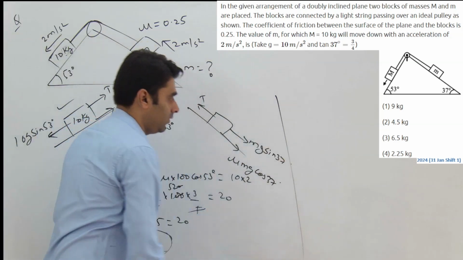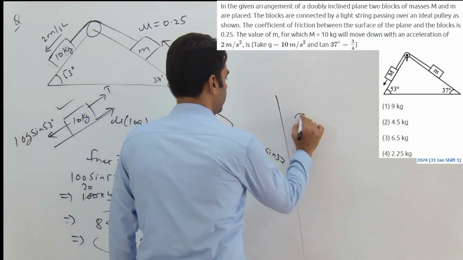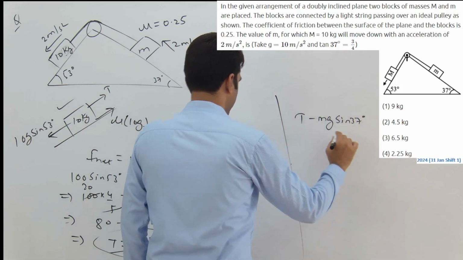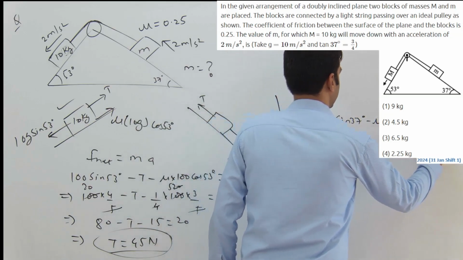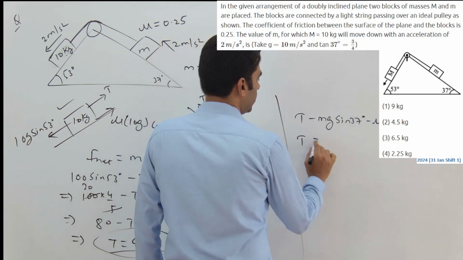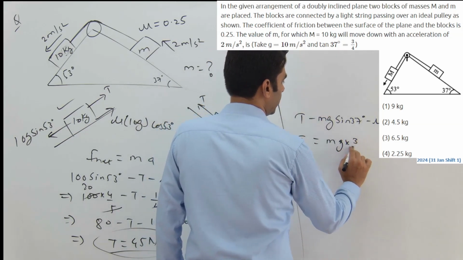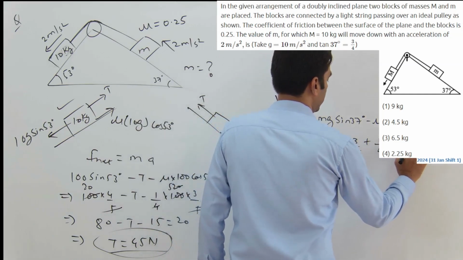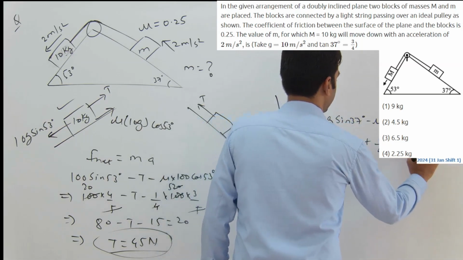Now, using this tension, we'll apply F net equals ma on this small m. What will it be? Upward direction motion. So the equation will be T minus mg sin 37 minus mu mg cos 37 equals small m into acceleration, which is 2, right? So let's simplify further. T equals mg sin 37, sin 37 is 3/5, plus mu value 1 by 4 into mg into cos 37, 4 by 5, plus 2m. Sorry, this is plus only.